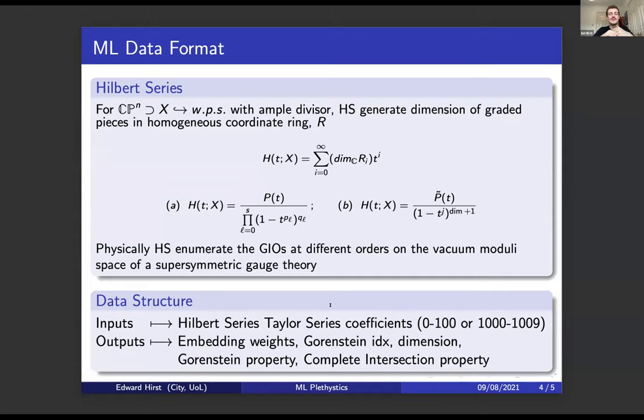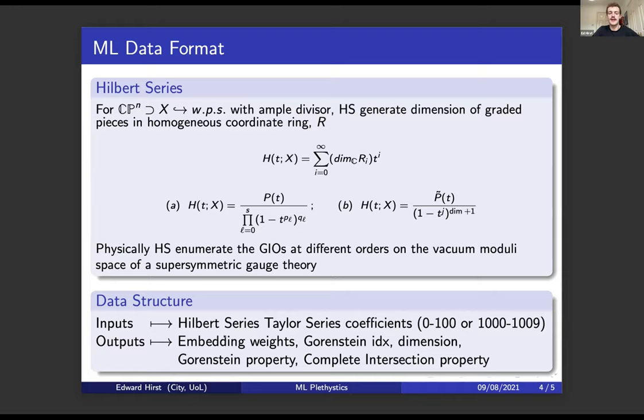The inputs were vectors of coefficients from the Hilbert series. So we just say, for example, truncate this series to the first 100 orders and we have a vector of 101 entries, and those become our vector inputs for the machine learning. And equivalently, we also do the same investigations with a vector of 10 inputs, which are deeper in the Hilbert series as well. Those are our inputs. What are our outputs?